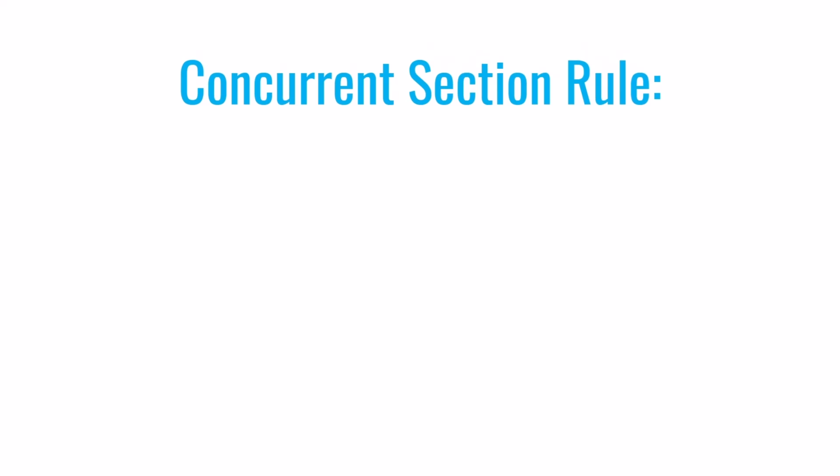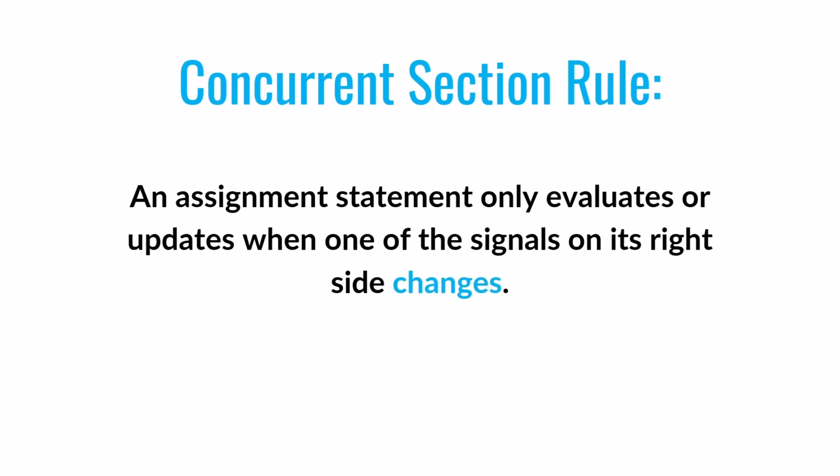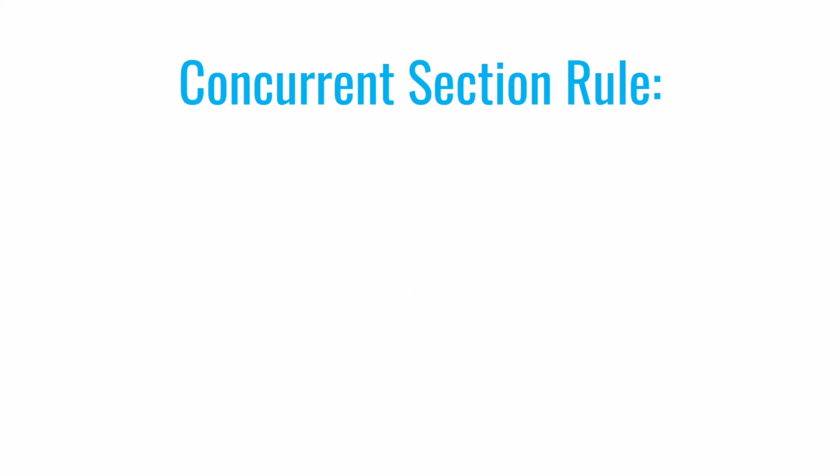The most important rule in the concurrent section is that an assignment statement only evaluates or updates when one of the signals on its right-hand side changes. For instance, in the expression B and C assigned to A, this assignment will only be evaluated or applied when either B or C changes.